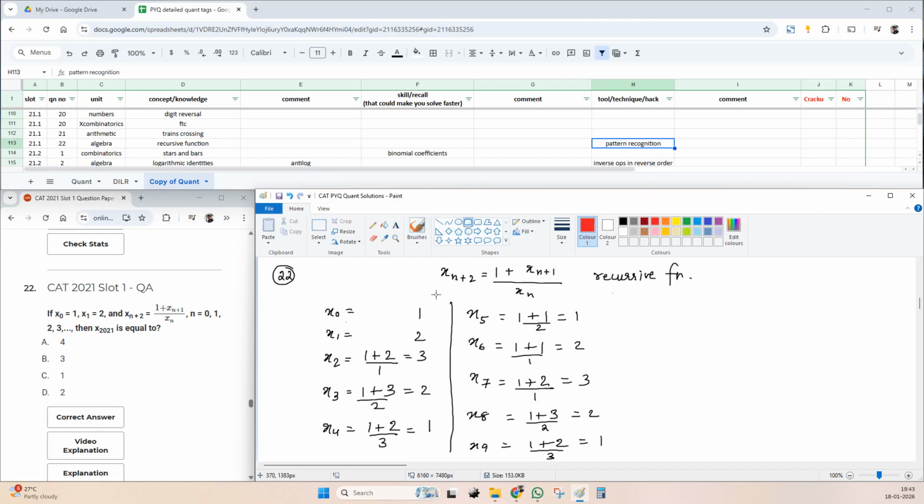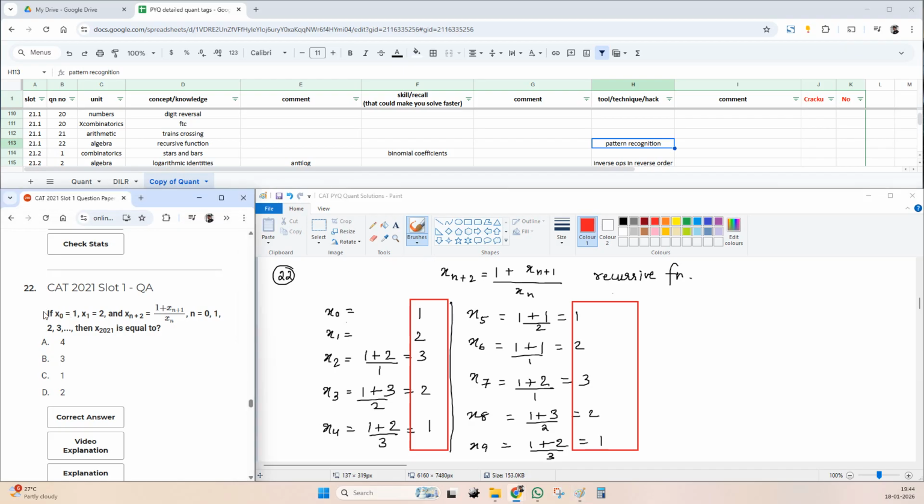This is actually enough. You can see the pattern 1 2 3 2 1 1 2 3 2 1. It should continue like this. So we have a recursive function which gives outputs corresponding to an integer subscript, where the periodicity is 5. The sequence is 1 2 3 2 1, and then it continues with another 1 2 3 2 1, and we know it will continue with another 1 2 3 2 1.